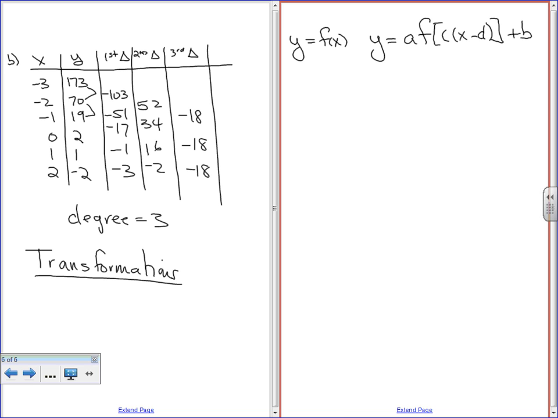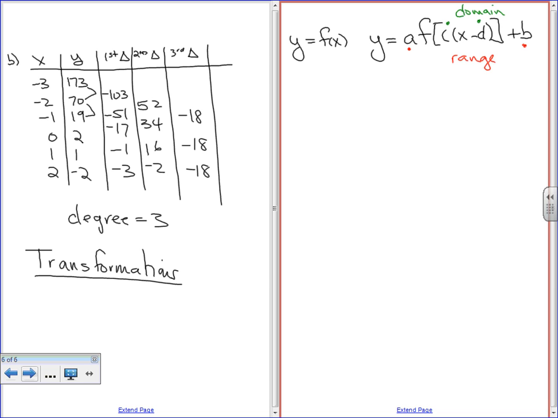Now, I'm not going to write down every single thing that the A, B, C, and D do, because we've done plenty of this. I just want to remind you that the A and the B values affect the range, which means it does things vertically. Okay? So the B moves things up or down. The A stretches, compresses, or reflects things vertically, which is the range. The C and the D values affect the domain. So it does all of that stuff, but it does it left and right.